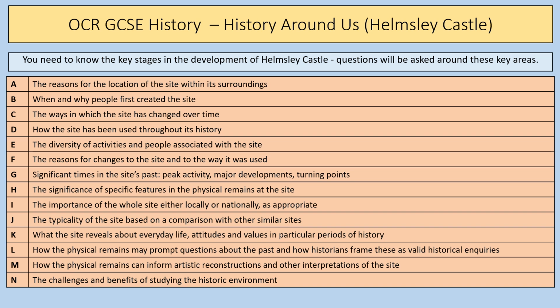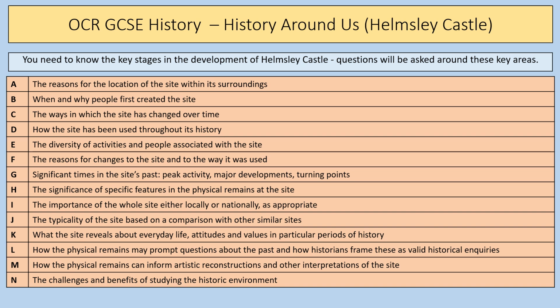A is the reasons for the location of the site within its surroundings. B is when and why people first created the site, so you'd be talking about Walter Spess in 1120 onwards. C, the ways in which the site has changed over time. D, how the site has been used throughout its history. So you're thinking about domestic, military purpose, and heritage purpose, tourism in the 20th century.